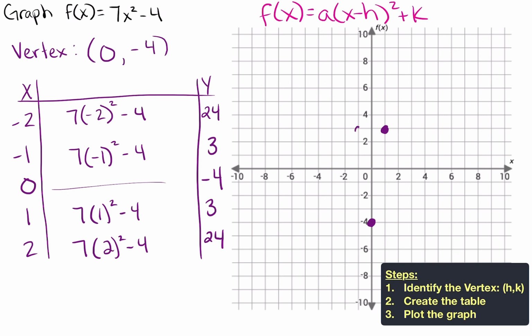And -1, 3. And then we draw our parabola. Don't forget your arrows on the end. And that's another perfect example of how to do a quadratic when we don't have an h value, but we do have a k value.